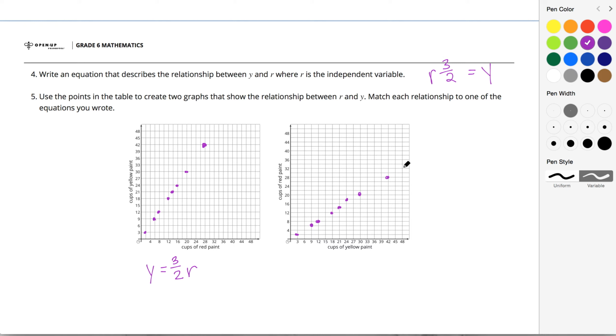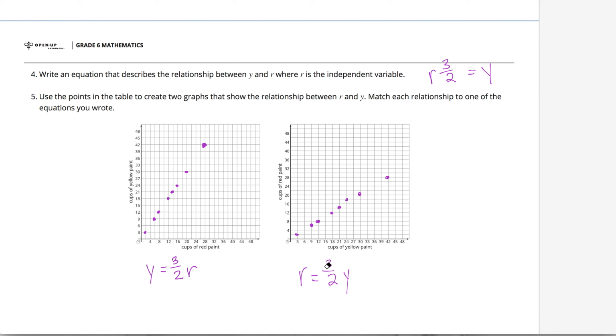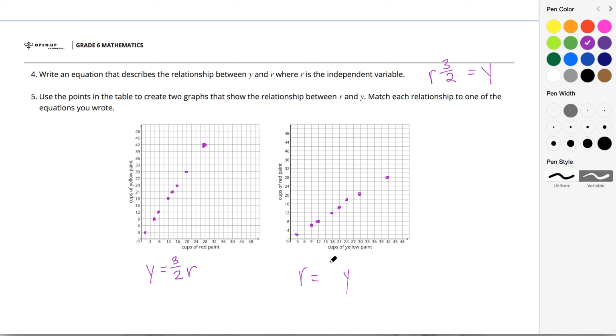There we go. This time, because I was starting with the yellow paint, that means that my yellow paint was my independent variable. So that matches r equals 2 over 3 y. I said 3 over 2 at first, but I was looking at this and thought, that doesn't look right. It's 2 over 3.